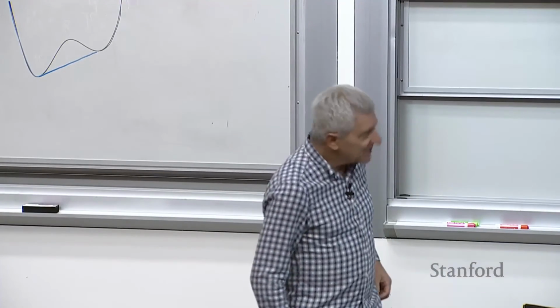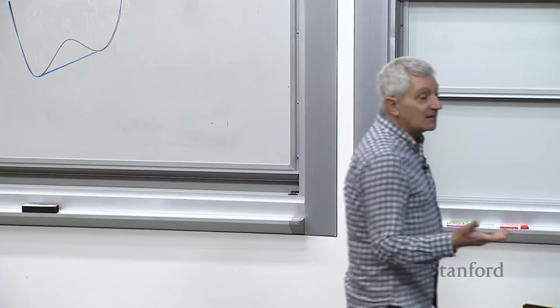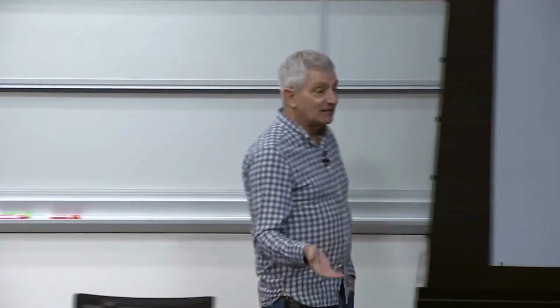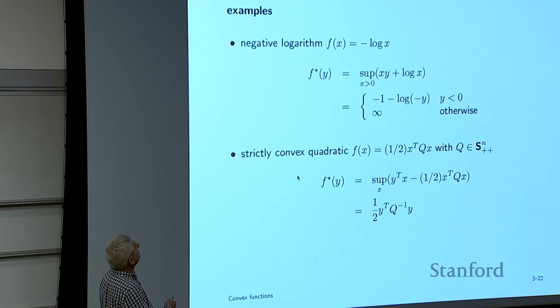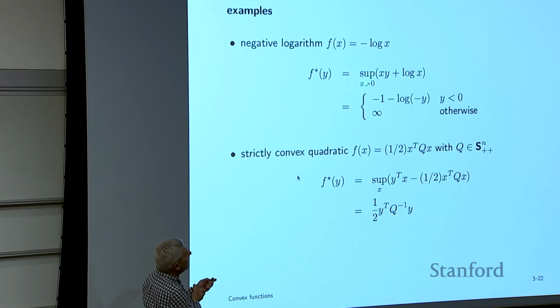So let's look at some examples. How do you work out the conjugates? A lot of times you just have to get your hands dirty and figure out how to solve this. It's defined by this optimization problem where you maximize. And so, for example, here's the negative logarithm. Let's find the conjugate of it. Well, you have to maximize over y, which is a scalar, xy plus log x.